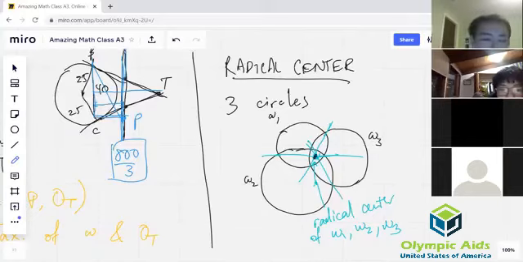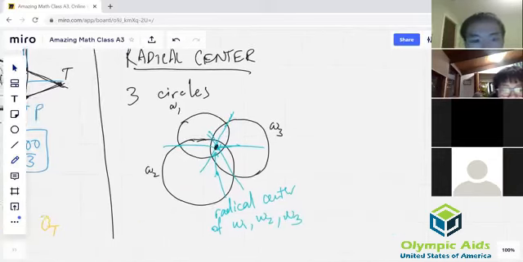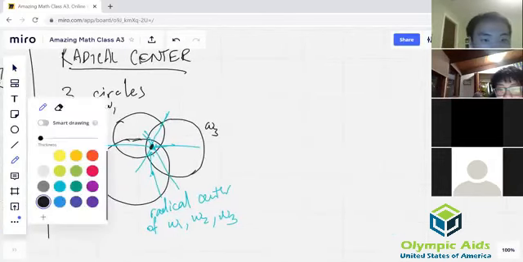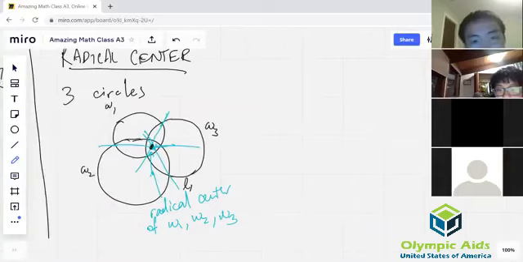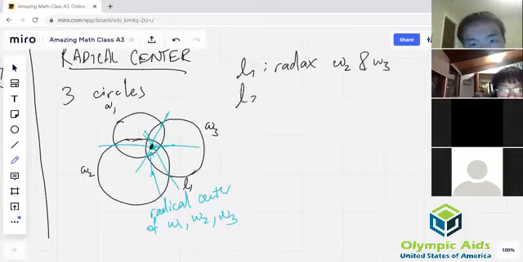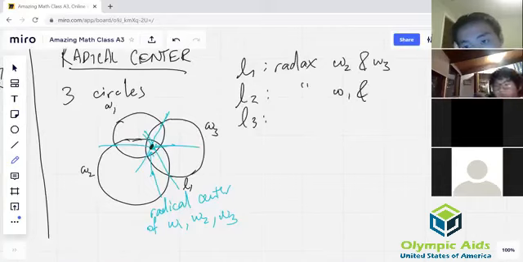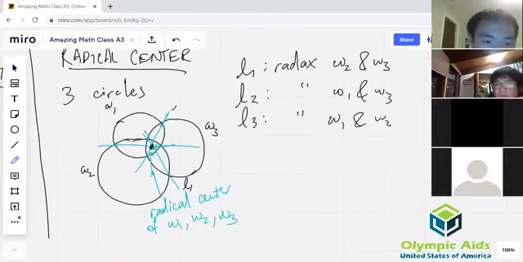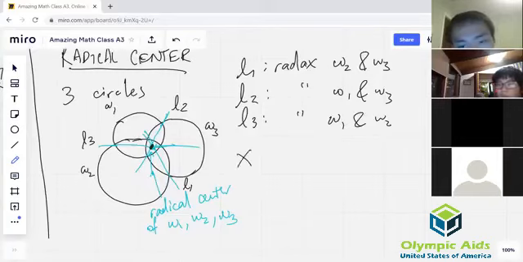And how do you prove this? Well, it's actually quite simple. So we're going to call L1 the radical axis of omega 2 and omega 3. And then we're going to define L2 and L3 the same way. This is going to be omega 1 and omega 3, omega 1 and omega 2. So this is L1, this is L2, and this is L3. And we're going to let X be the intersection of L1 and L2.